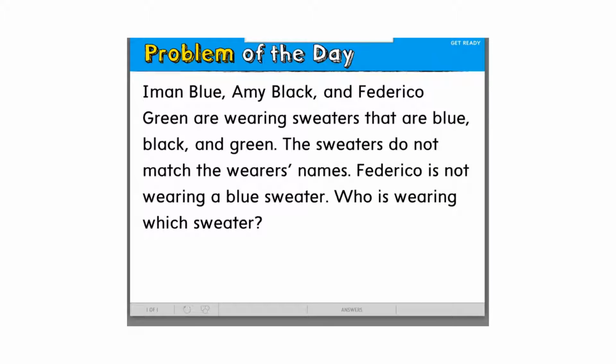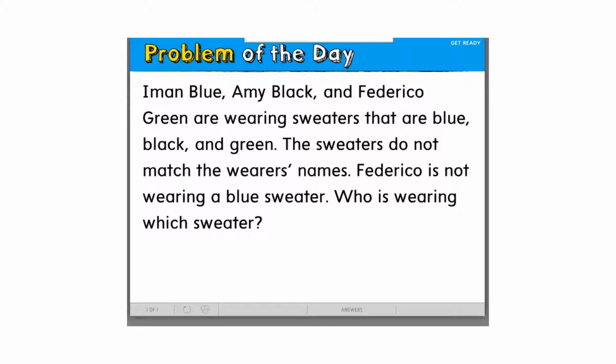Either in your notes or on your whiteboard, if you would like to write this one down or write out how you're going to solve this one. This one says, Iman Blue, Amy Black, and Federico Green are wearing sweaters that are blue, black, and green. The sweaters do not match the wearers' names, and Federico is not wearing a blue sweater. Who's wearing which color sweater? So this is a riddle, kind of like what we did during Christmas time, and Thanksgiving when I gave you the ones about the people sitting at the tables eating. So it's kind of like that.